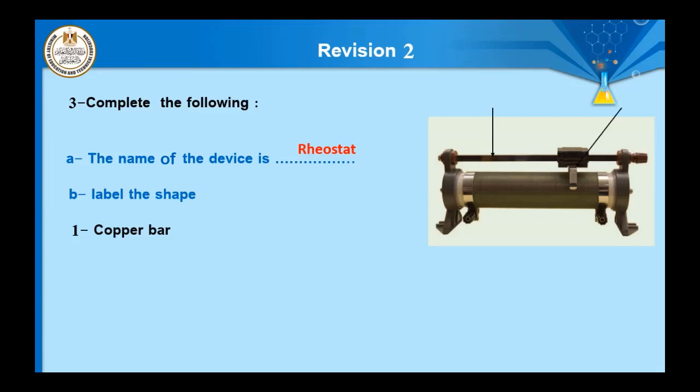Number two, yes, slider, which moves on the slender to increase the resistance and to control the electric current intensity and the potential difference. Number three, yes, cover coils that revolve around the slender, which is made of porcelain.